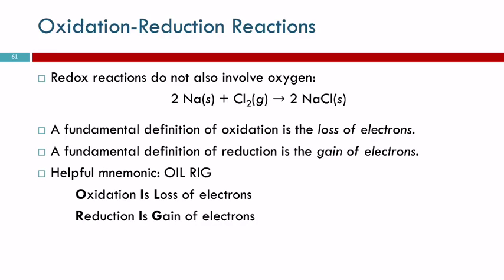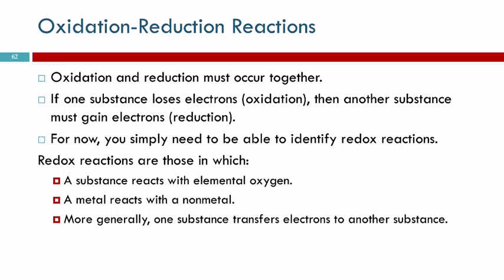They're called oxidation-reduction reactions because you can't have oxidation by itself. You can't have reduction by itself. The electrons have to come from somewhere and they have to go somewhere. So oxidation and reduction always occur together. For now, you don't need to predict products or anything like that. We just want you to recognize, oh, that is an oxidation-reduction reaction.